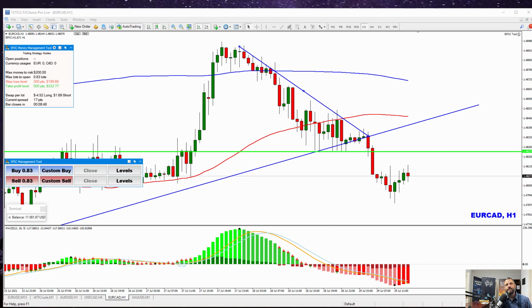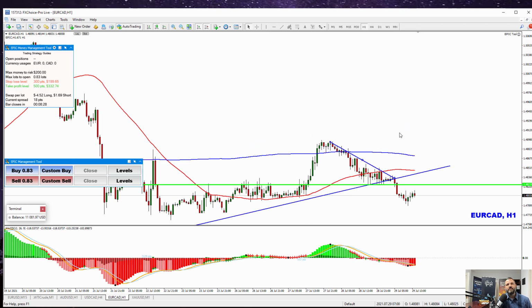So yesterday we did the Euro CAD, and I was buying in here, and I was buying in here, and then it popped up and we had a nice little exit here. And that's a good thing that I was able to get out so quickly, because the trend reversed fast. Sometimes when you're trading, you want to get out quick because the trend can reverse.